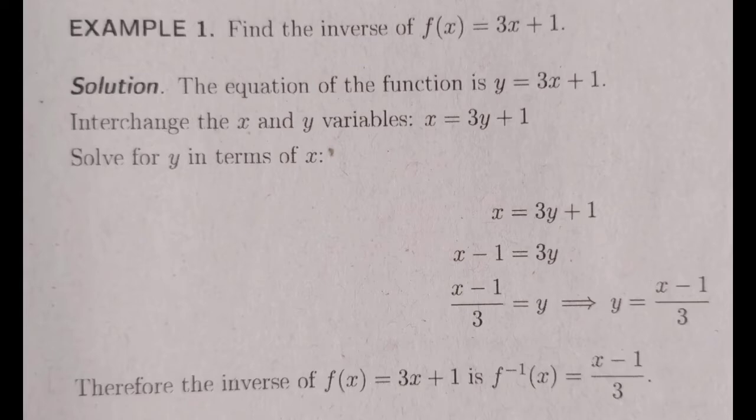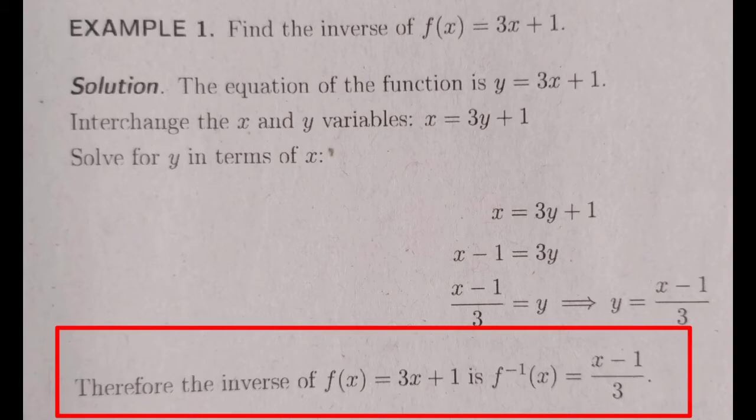Then the last step is for us to solve for y in terms of x. So you have x is equal to 3y plus 1. Then, you're going to transpose positive 1 to the other side of the equation, which becomes negative 1. x minus 1 is equal to 3y. For us to solve for the value of y, we are going to divide both sides by 3. 3 will be cancelled, therefore y is equal to x minus 1 all over 3.